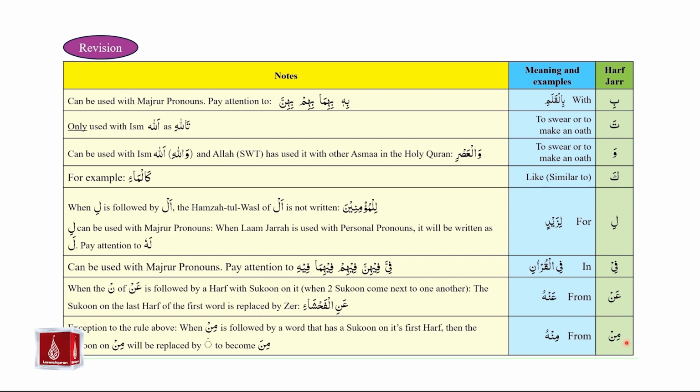Finally, we have min, which also means from. For example, minhu. Please note that there is an exception to the above rule. When min is followed by a word that has a sukoon on its first harf, then the sukoon of min will be replaced by zabar to become minna. And we studied the example of minas sama'i.